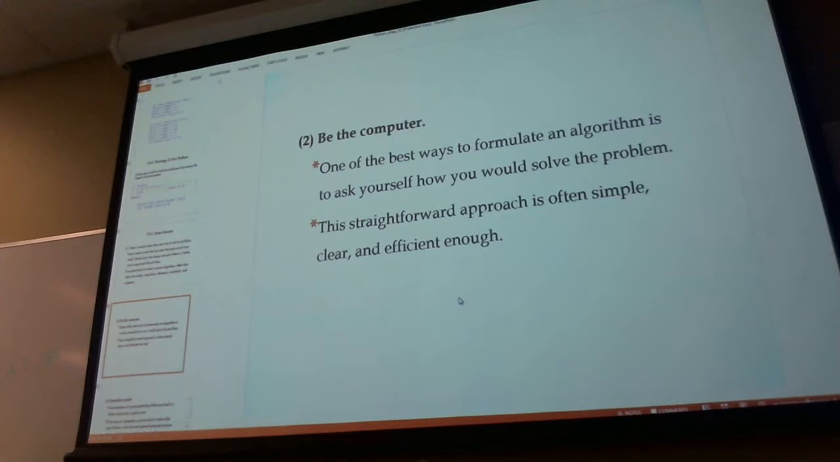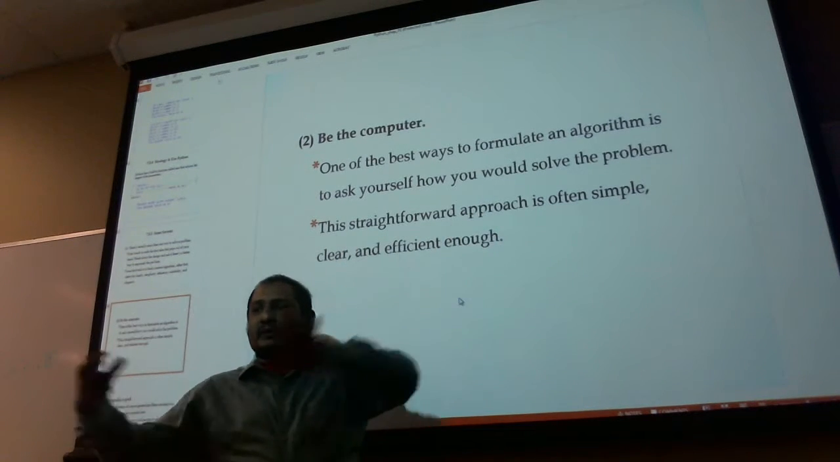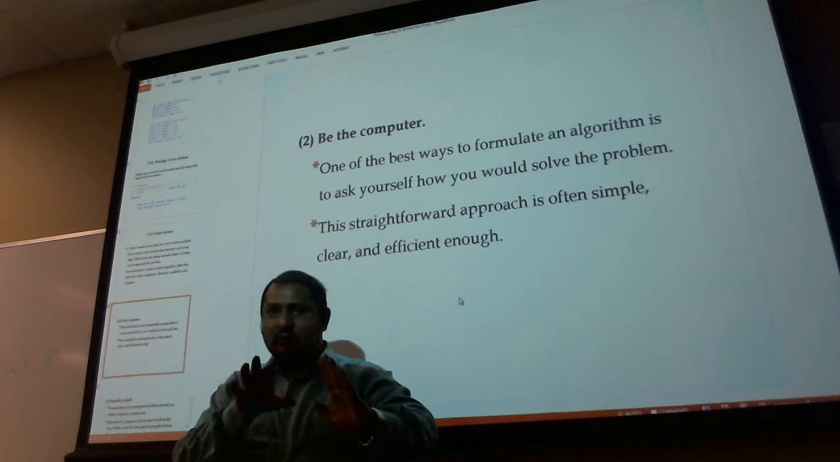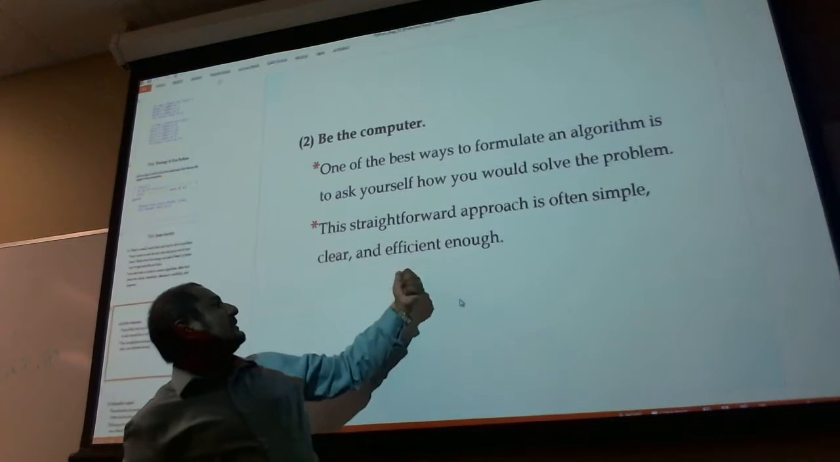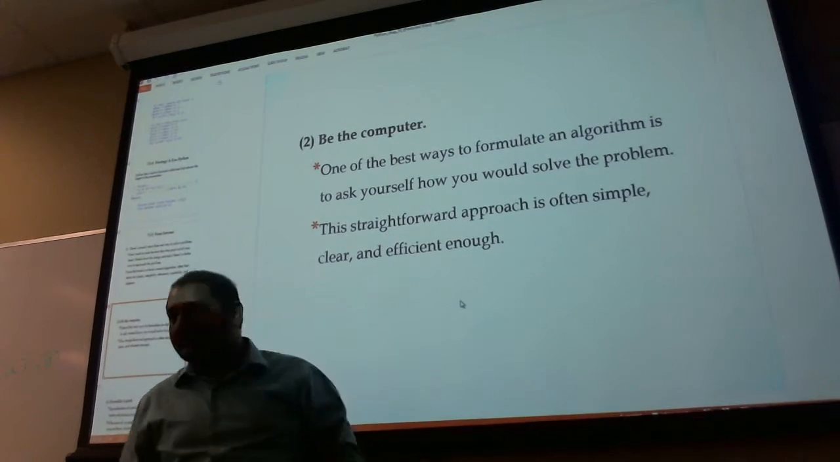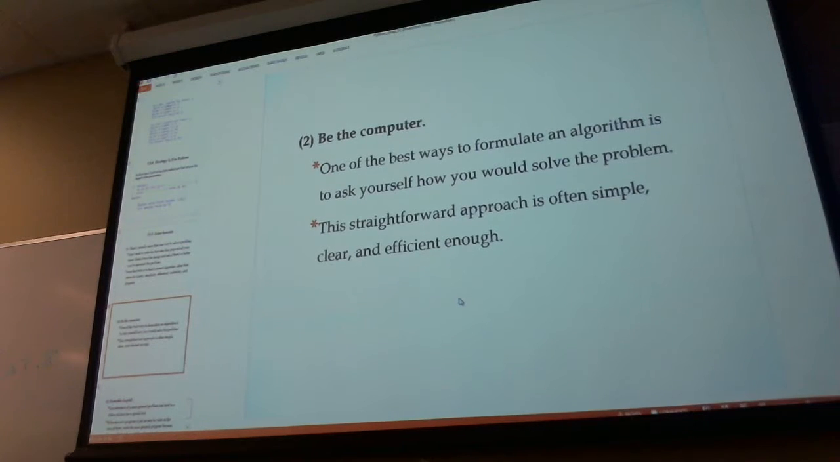Which one are we talking about? Yeah. Straightforward approach means that after the algorithm, they translate it into the code. Very straightforward, simple, clear and easy. Good. Any questions?